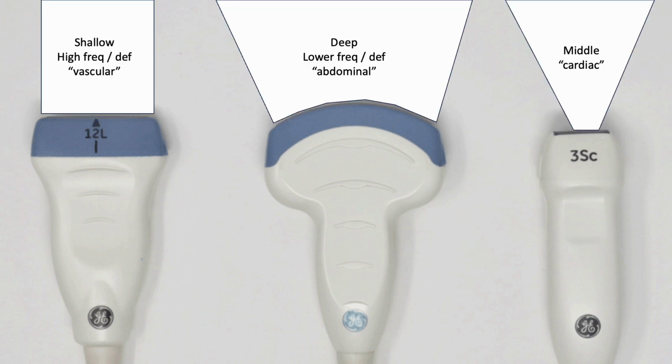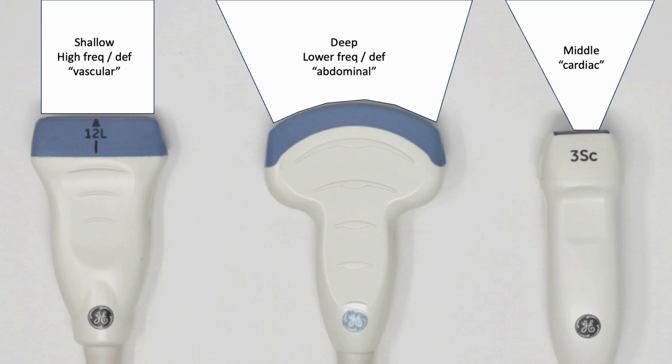On the left, the linear probe, also sometimes called the vascular probe because it's used a lot for IV placement or central line placement, has very shallow depth. It's a very high frequency signal, so it's very high definition, but really only out to 4, maybe 6 centimeters based on the probe that you have. Anything beyond that, you don't get a good signal.